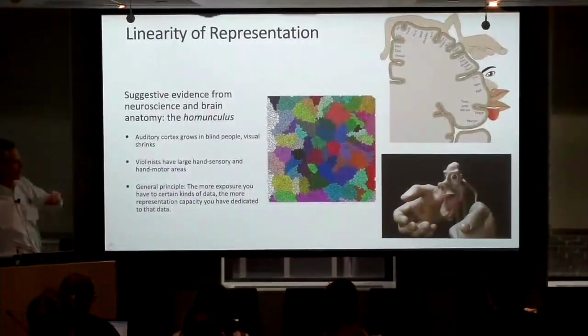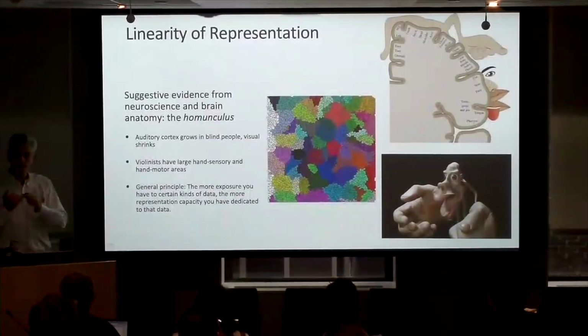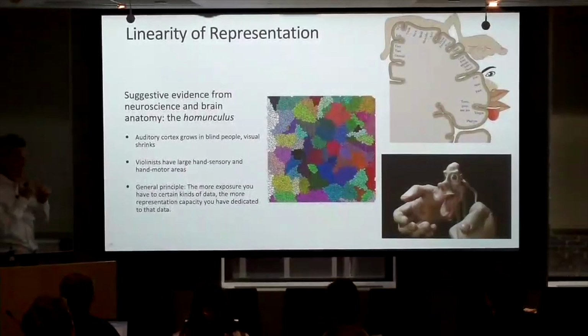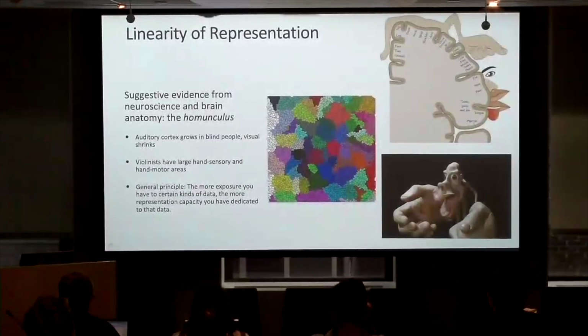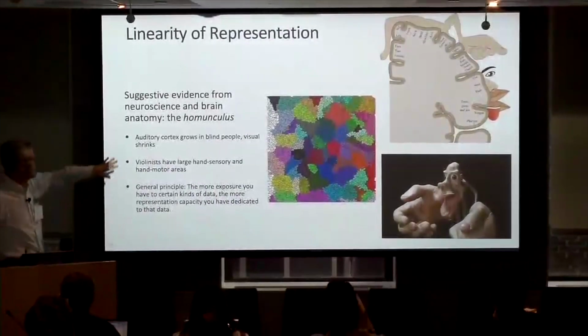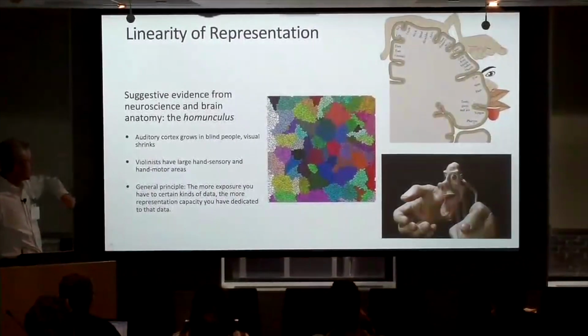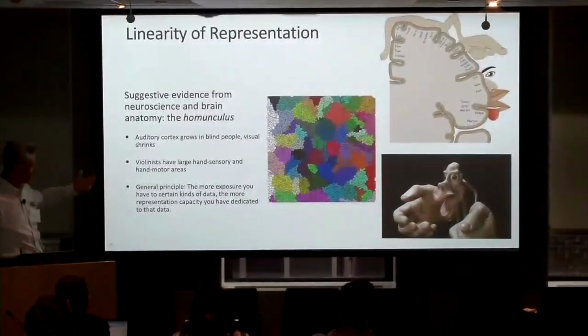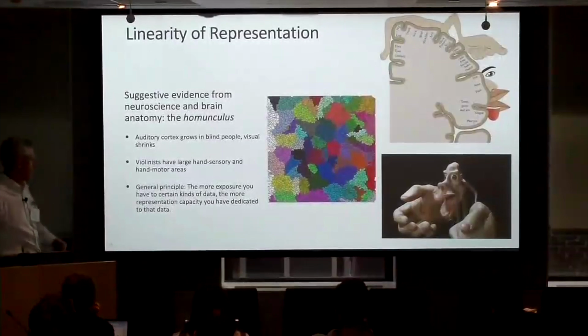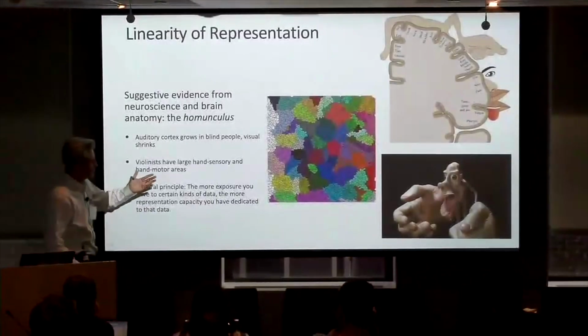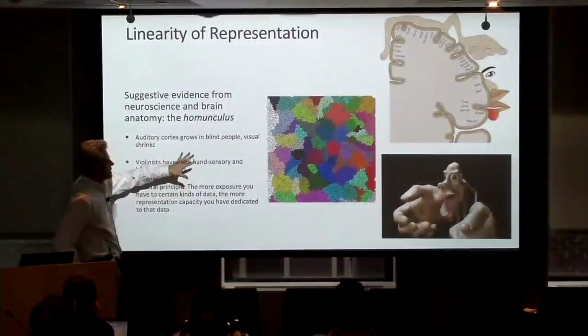You also see very large areas for, say, the lips and the tongue, because they deal with eating food and sensing food, which is very important, and also, of course, language and breathing. So these are three critical functions. There's a lot of data going to the brain, and it takes up more space in the brain. Of course, blind people have bigger auditory cortexes, violinists have bigger hand sensory areas and hand motor areas, and so forth. So the general principle is the more exposure you have to certain kinds of data, the more representation capacity you're going to have dedicated to that data. And the homunculus is just one example of that.